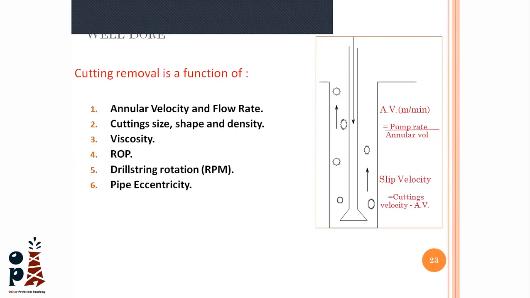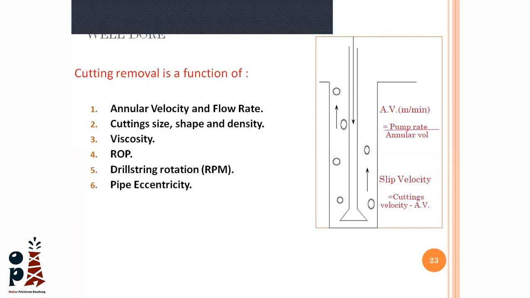Okay, number 5, the drill string rotation, the RPM. We rotate the drill string while drilling so that we can provide the required drilling parameters. The RPM is also important for hole cleaning. Why? Because it agitates the cutting beds, especially in the deviated and horizontal sections, and we will describe it in more detail later on.